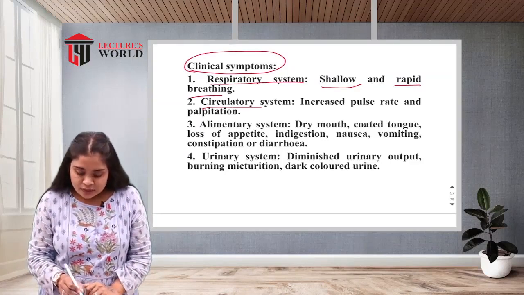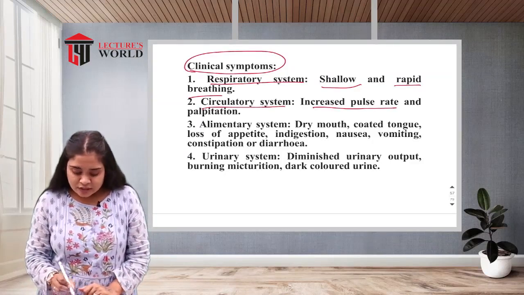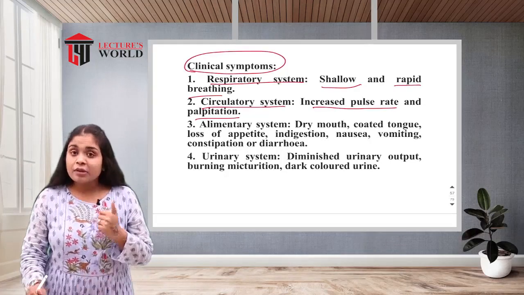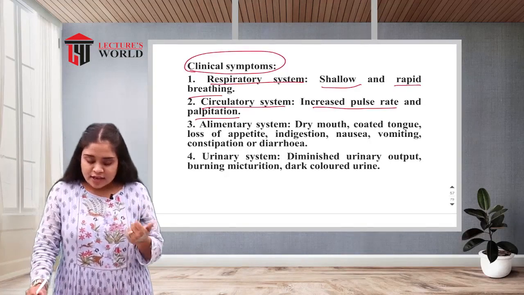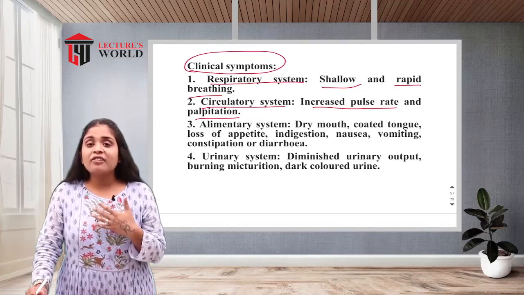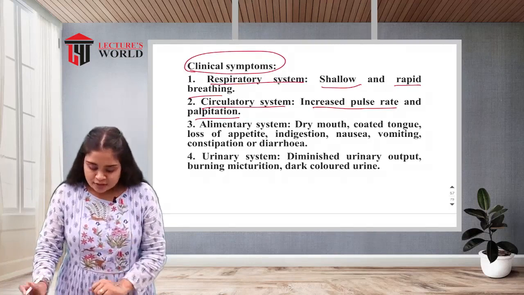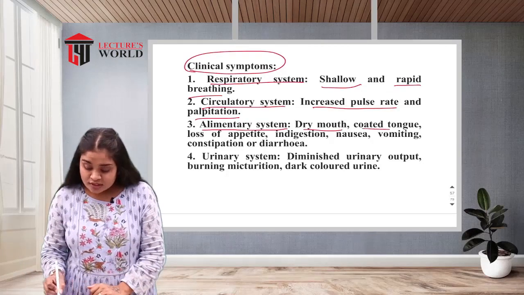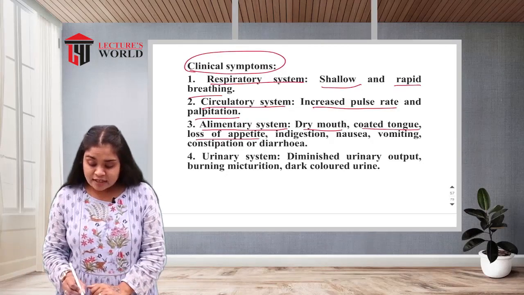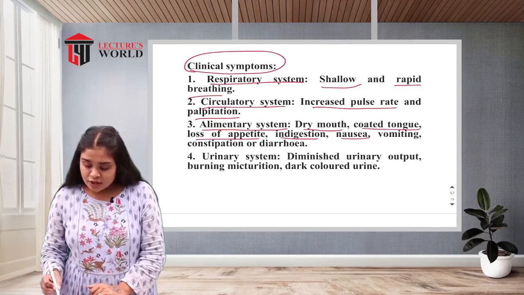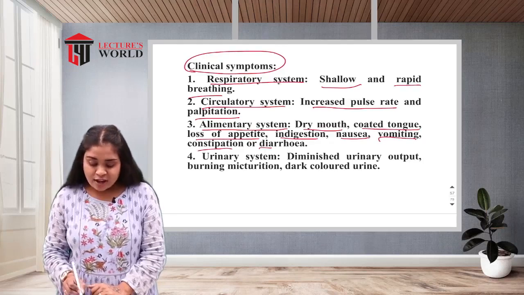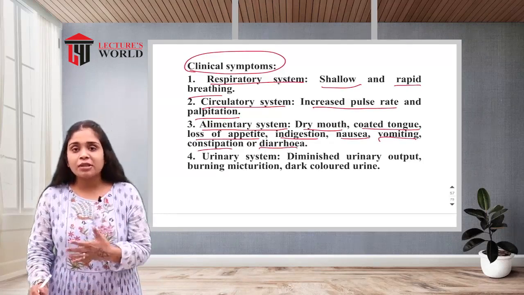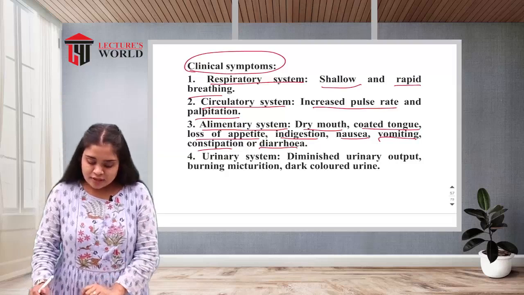Then the circulatory system: increased pulse rate and palpitation. The pulse rate will be raised and the patient will have palpitation. Then the eliminatory system: dry mouth, coated tongue, loss of appetite, indigestion, then nausea, vomiting, constipation and diarrhea. So you can see this kind of symptoms in the eliminatory system.